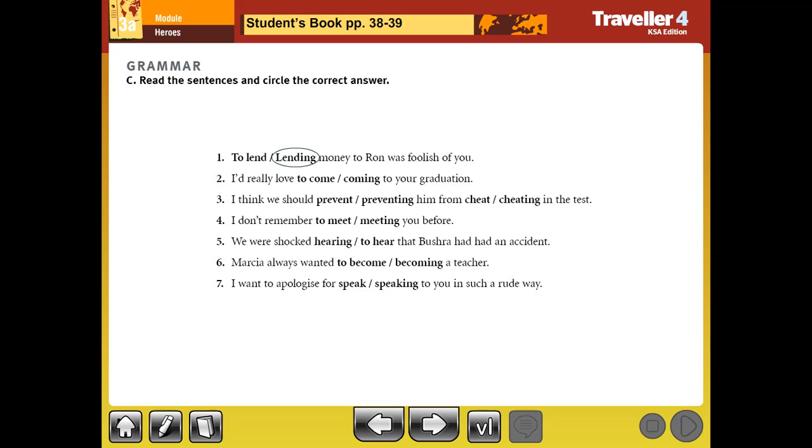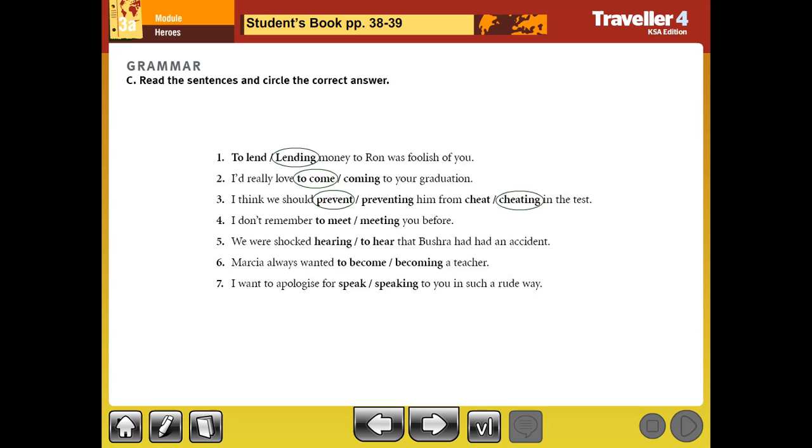Look at 3. I think we should. We should. We can, we should, we must. قلنا الموديل فيربس will, would, can, could, shall, should, may, must إلى آخره على طول infinitive. يبقى ما في تغيير الفعل أصله. We should prevent. استمر في الجملة. We should prevent him from. Preposition حرف جر. بعد حرف جر اختار إيش؟ verb plus ing. It's good.